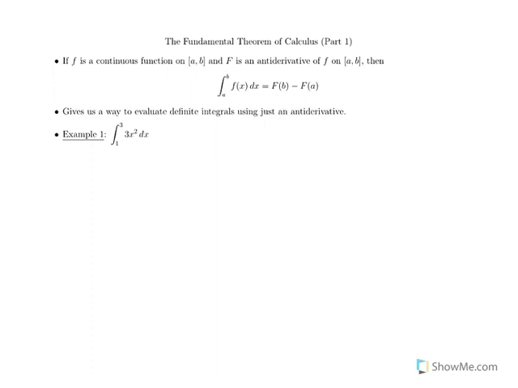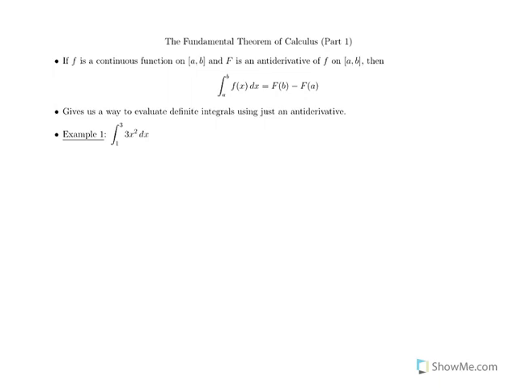So the first part of the fundamental theorem of calculus is given by: if a function f is continuous on a to b, it must be continuous, and capital F is some antiderivative of lowercase f on the interval a to b, which must be a closed interval as shown, then the integral from a to b of f of x dx is equal to capital F of b minus capital F of a.